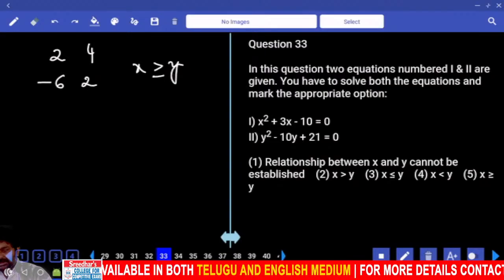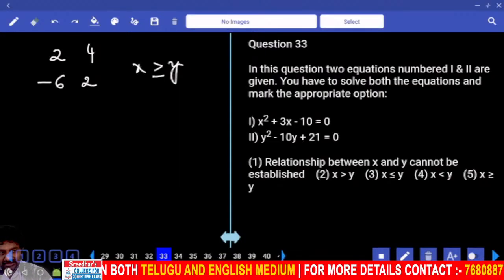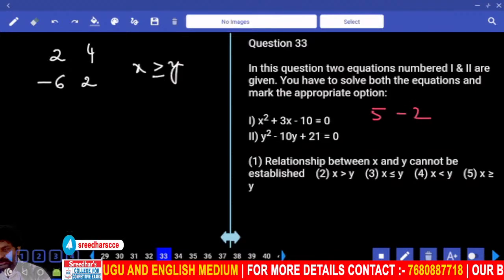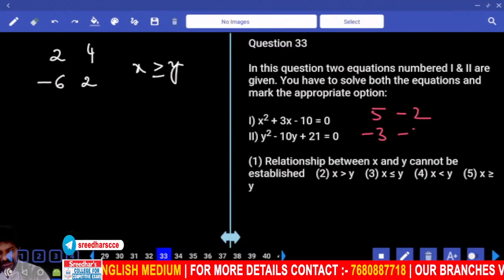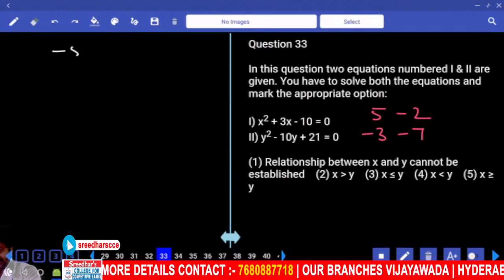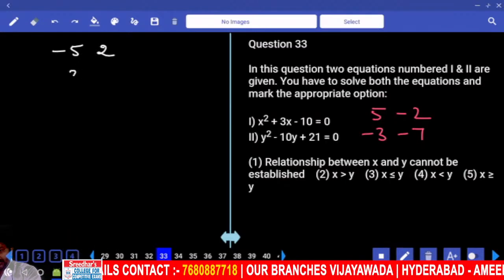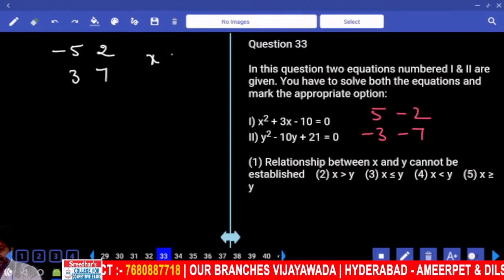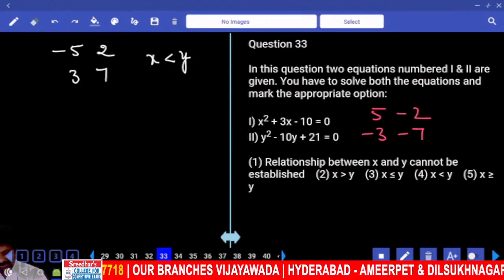Product is minus 10. Sum must be plus 3. 5 comma minus 2. Minus 3, minus 7. Then factors are minus 5, plus 2, 3 comma 7. X is less than y.